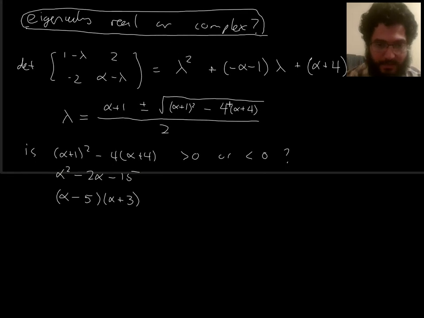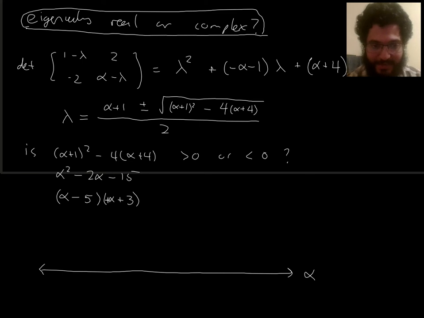This is one of these things I remember learning in high school, how to do this. For different choices of alpha, is this polynomial positive or negative? Well, you know it's 0 when alpha is 5, and when alpha is negative 3, that is also 0. And then in between, you have some positive versus negative behaviors.